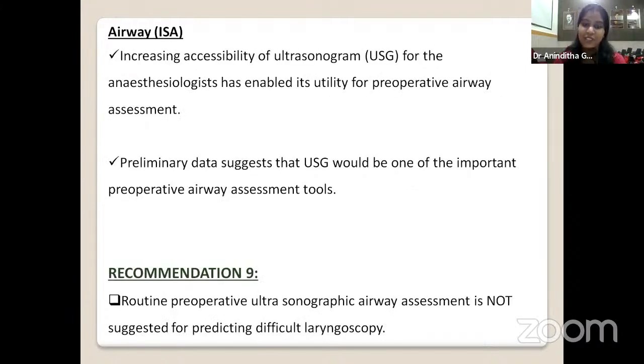Airway: with the increased use of ultrasonography, anesthesiologists have started using it for preoperative airway assessment, but definitely it is not one of the important preoperative airway assessment tools. So routine preoperative ultrasonographic airway assessment is not suggested for predicting difficult laryngoscopy.